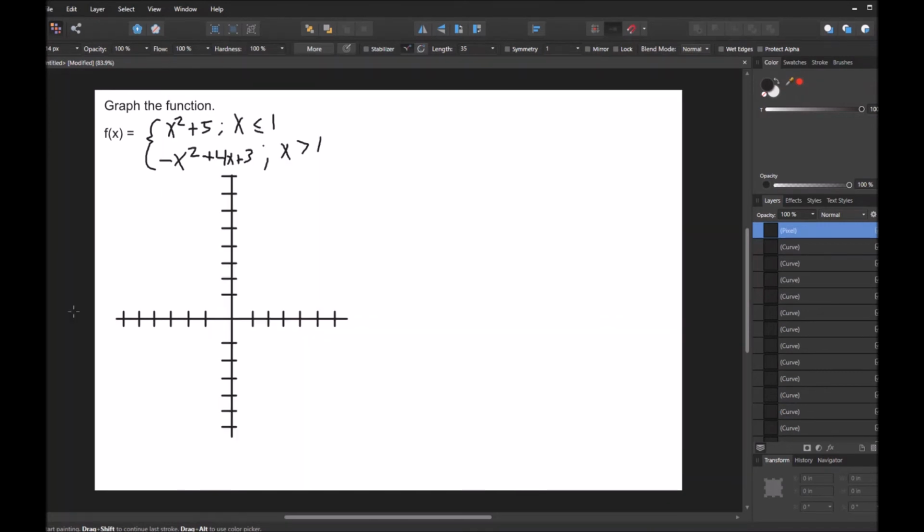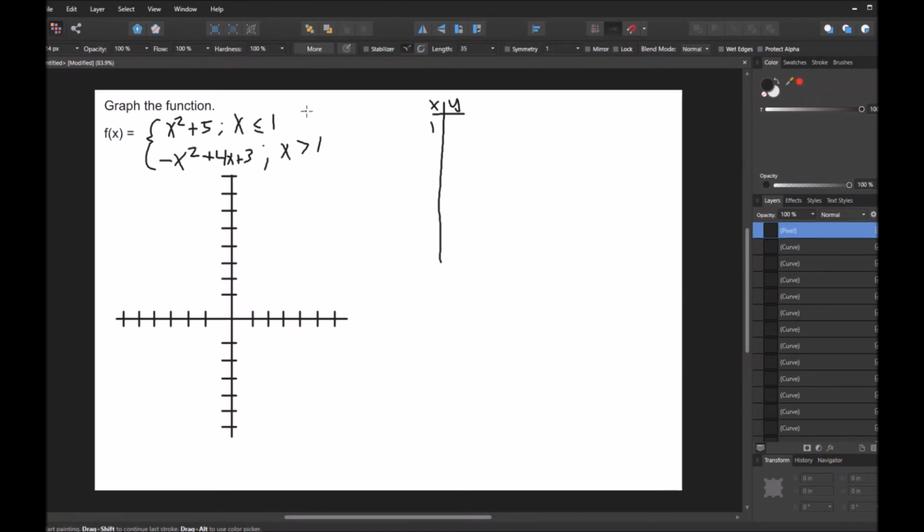Okay, so in this next question we are asked to graph the function again. This time our function is still defined in pieces, but the pieces are different. So it's defined as x squared plus 5 when x is less than or equal to 1, and it's defined as negative x squared plus 4x plus 3 when x is greater than 1. So right now I'm going to make a table of values, and to start I'm going to plug in 1 for x. Now if I plug in 1 for x, we're going to go to this top equation right here, because 1 is less than or equal to 1.